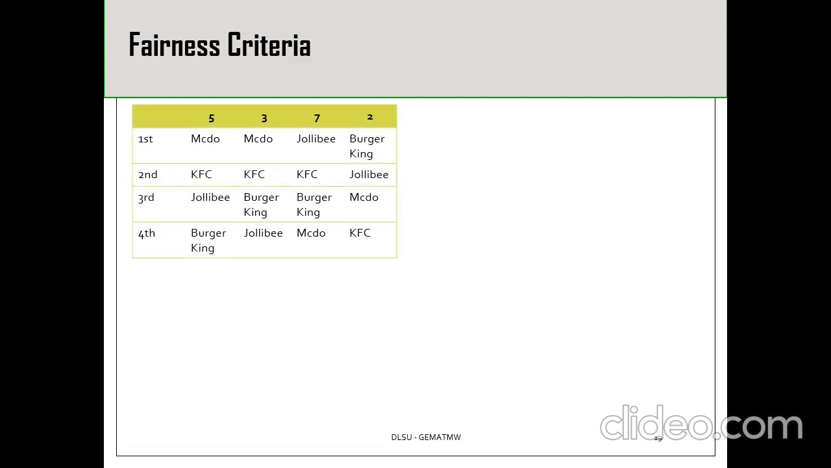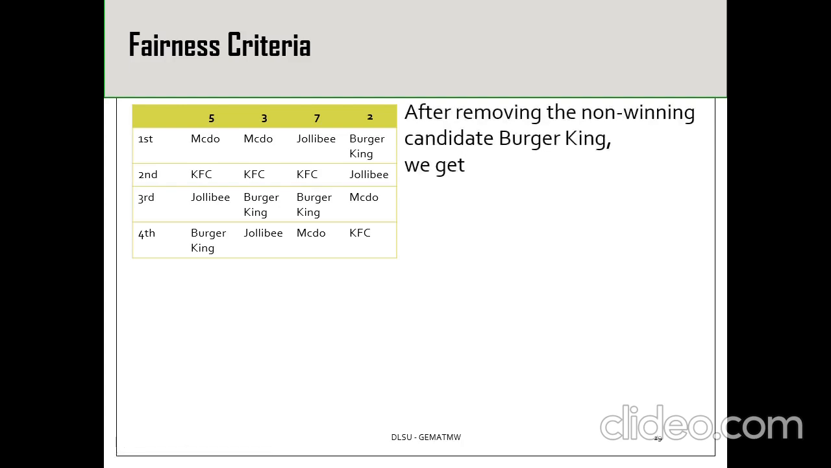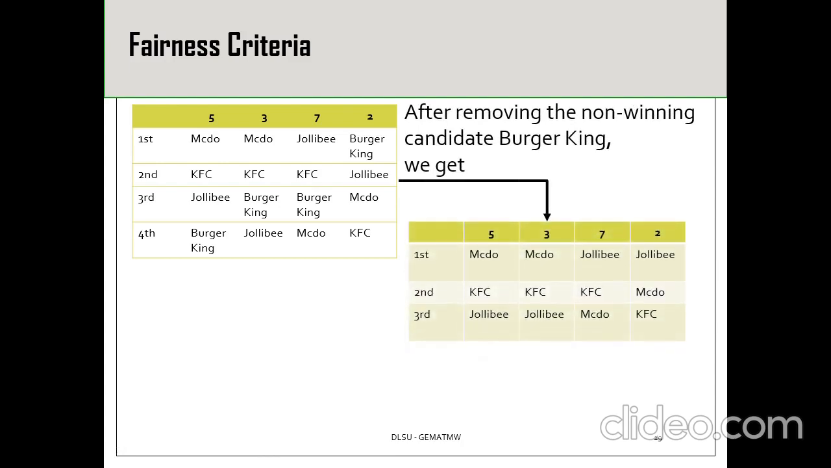Consider this preferential table. Notice that the winner by plurality is McDonald's with 8 first place votes. All other candidates, Jollibee, KFC, and Burger King, are all non-winning candidates. Now let's see what will happen if we remove the non-winning candidate Burger King. The resulting preferential table will be this. Notice that now Jollibee has 9 first place votes.